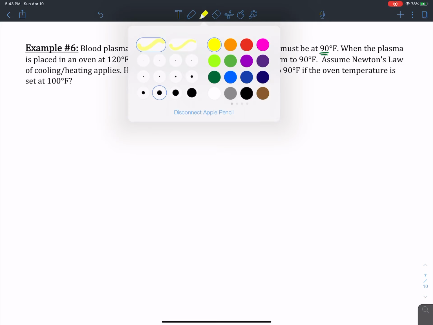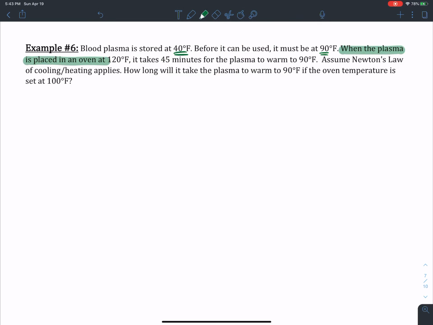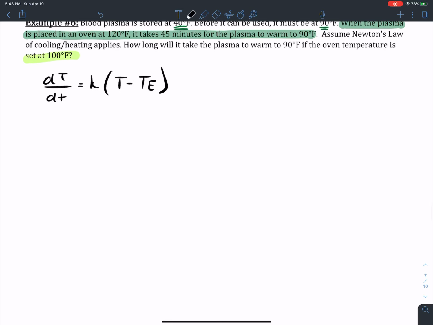So let's say we have this information that if we use an oven at 120 degrees, it's going to take 45 minutes. But maybe you're at a different hospital, and now our oven is only 100 degrees. So how long would it take? Because it's the same material, just in a different oven. So the idea here is the change in the temperature over the change in time should be proportional to the difference in the temperature of the item and the environment. So the temperature that we know first is the 120 degree oven.